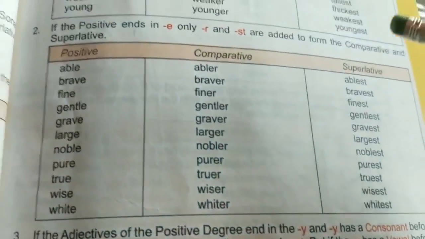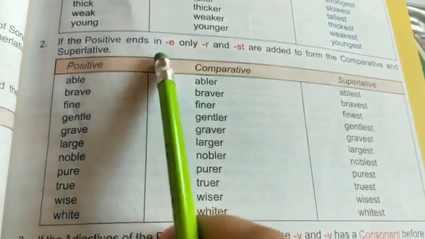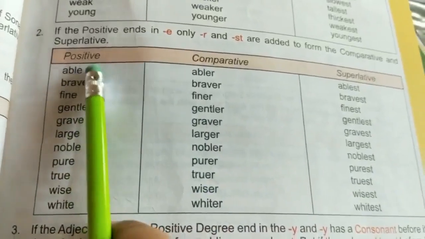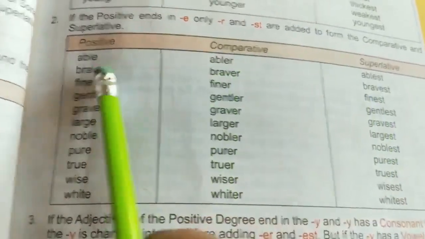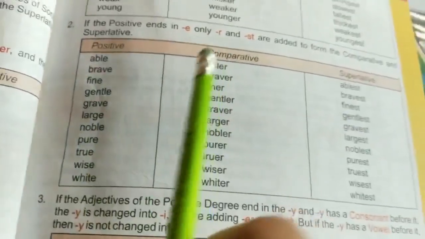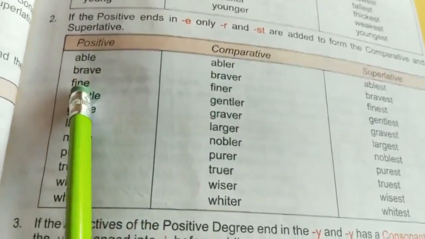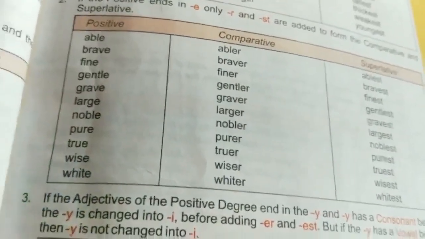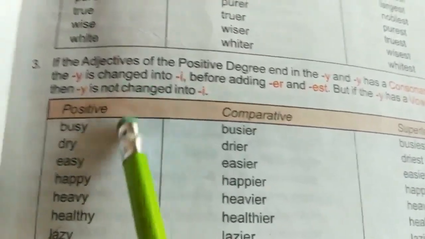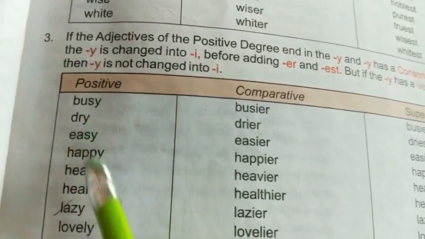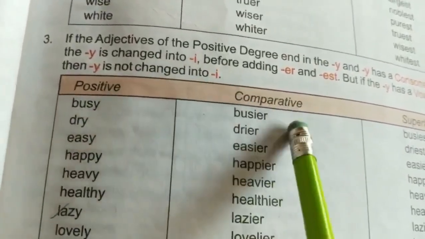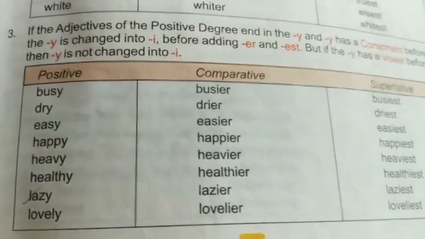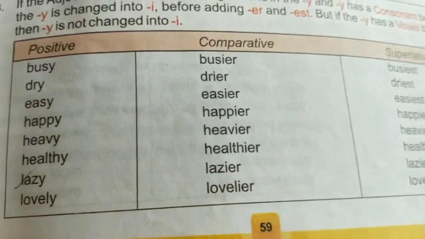Then see, the positive ending in E. Here only R or ST is added, because the last letter is E. So the positive degree is like able, abler, ablest. Okay, no double E. Whiter, whitest. For the third rule, here Y is there, so Y is replaced with I, and then ER or EST is added. So busy, busier, busiest. See the spellings once more: easy, easier, easiest; dry, drier, driest.